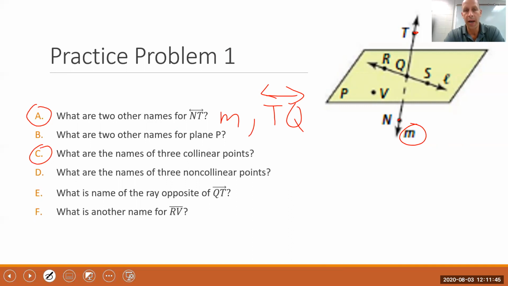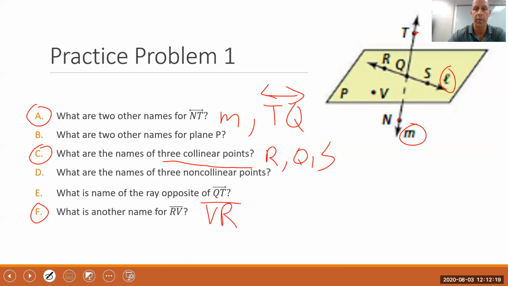Let's jump to number 3. What are the names of 3 collinear points? This time we want them all to be collinear. Collinear means that they are on the same line. Well, let's see here. I see a couple of examples. One particular answer could be the points R, Q, and S. All 3 of those points are on line L. And let's jump to F. What is another name for the segment RV? Well, that's simple. Just take the R and the V and switch them around. By the way, that's the only correct answer on that one. There is no other way to name that segment.